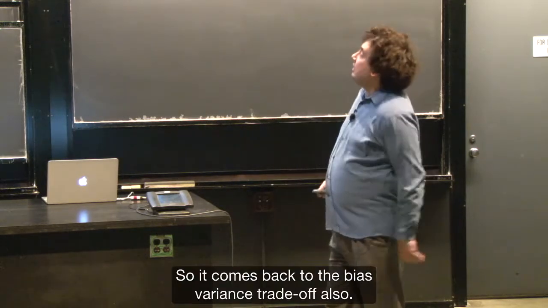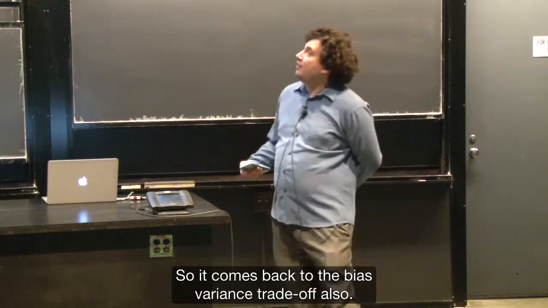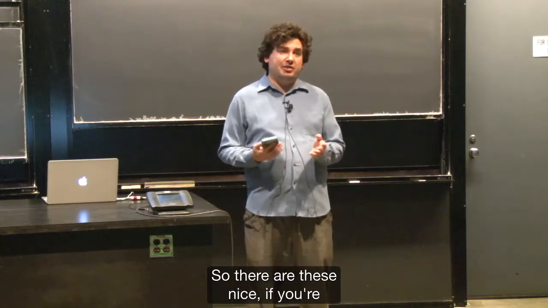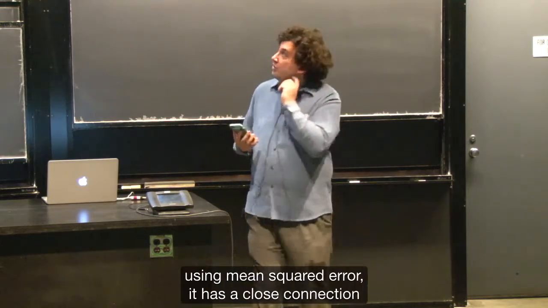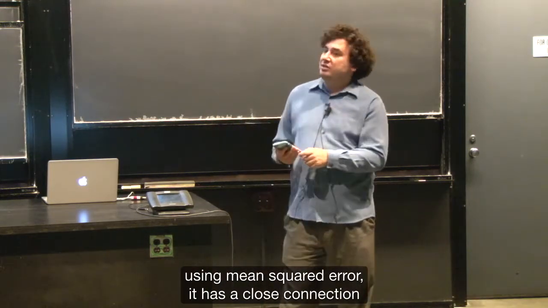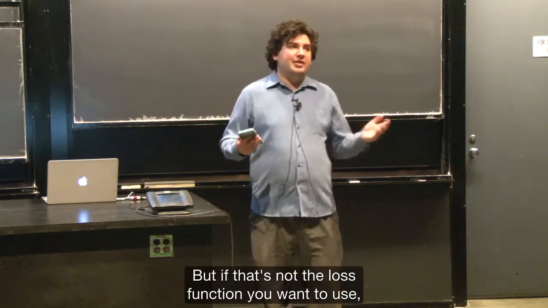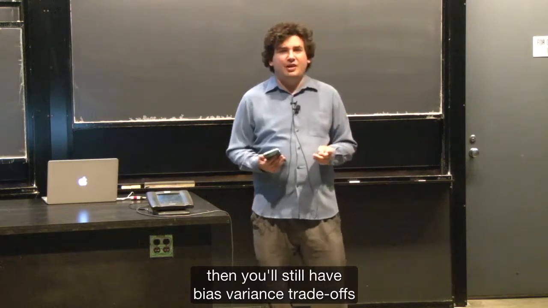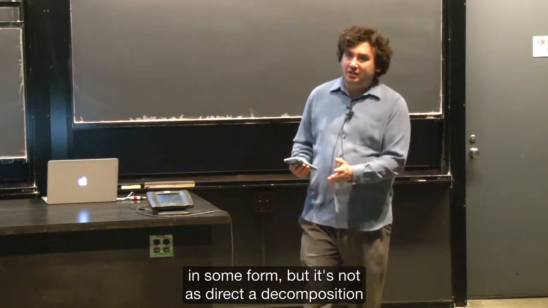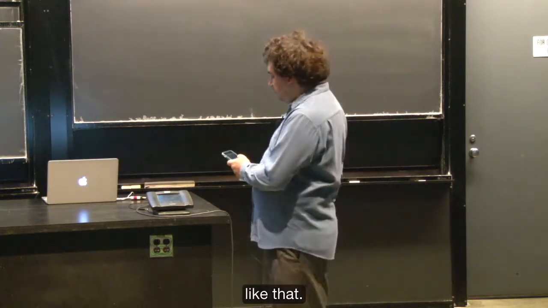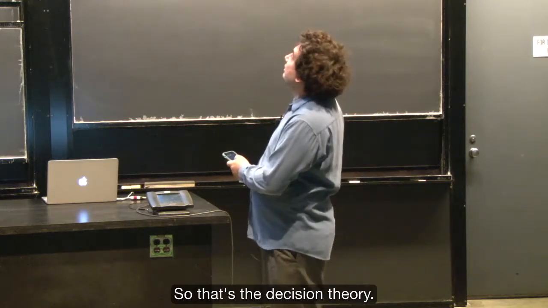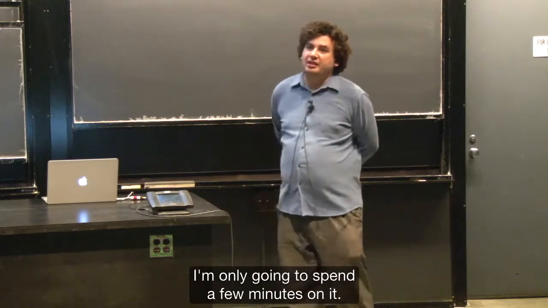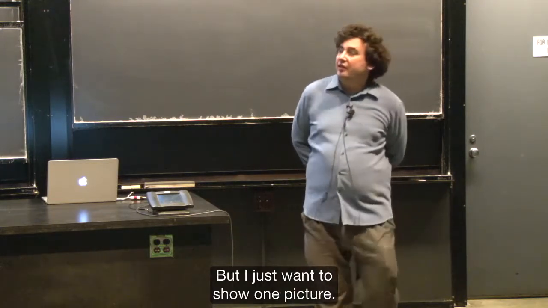It comes back to the bias-variance trade-off also. Mean squared error is the variance plus the squared bias. So if you're using mean squared error, it has a close connection with the bias-variance trade-off. If that's not the loss function you want to use, you'll still have bias-variance trade-offs in some form, but not as direct a decomposition like that. So that's decision theory, and this is a big subject. I'm only going to spend a few minutes on it, but I just wanted to show one kind of picture.